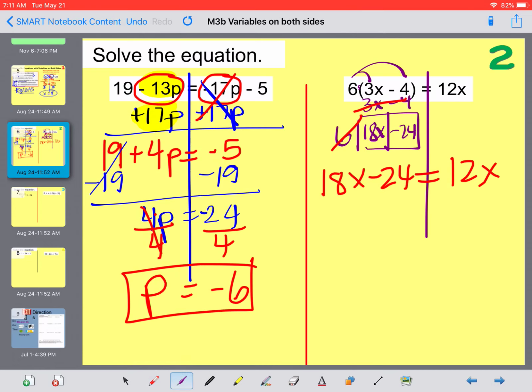Normally we would want to move this 12x because it's smaller, but if I do that, there's nothing left. You can do that and just put a 0 there, but it'll just be more steps. So I'm going to move the 18. It's a positive, so I'm going to subtract 18x.